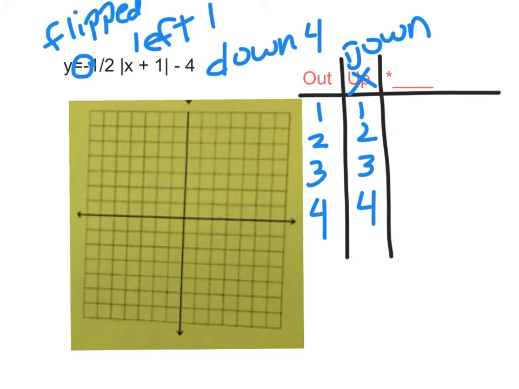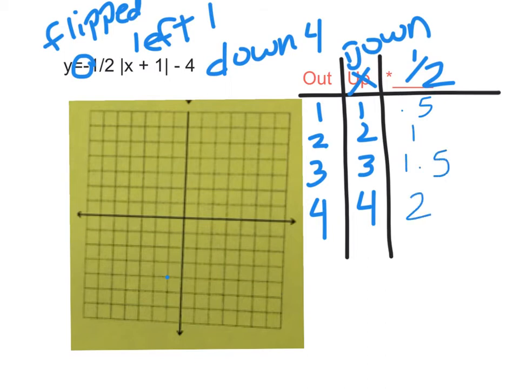And I'm going to go ahead and put in my vertex. So my vertex is left 1, down 4. So here's my vertex of my graph. I am multiplying by 1/2. And I already know it's flipped, so I know my graph is going to be opening somewhere this way. I'm going to take everything that I have in this middle column and multiply it by 1/2. So 0.5, 1, 1.5, and 2.